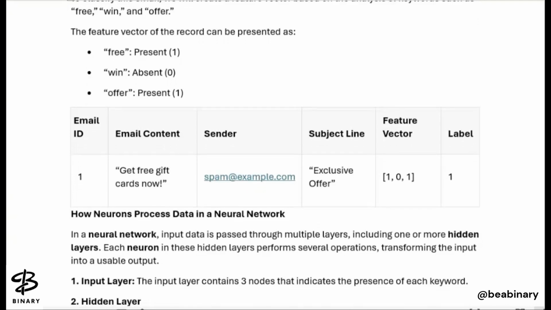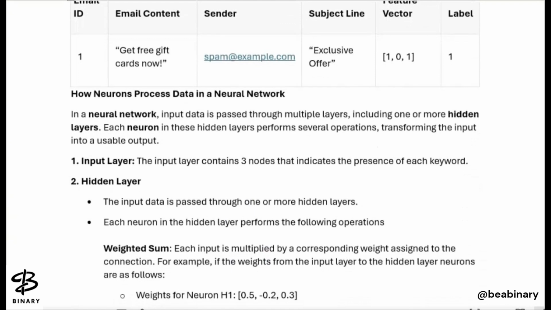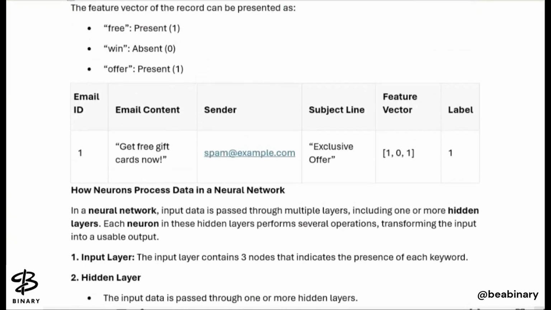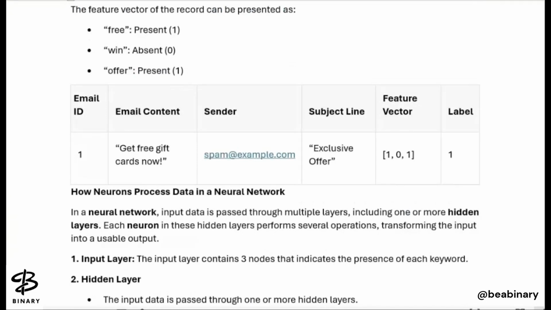So how is data processed in a neural network? In neural networks, input data is passed through multiple layers, including one or more hidden layers, and each neuron in these hidden layers performs operations, transforming the input into a usable output. The input layer contains three nodes that indicate the presence of each keyword. Which keywords are we talking about here? Free, win, and offer.